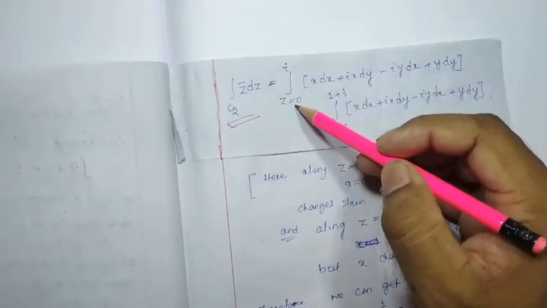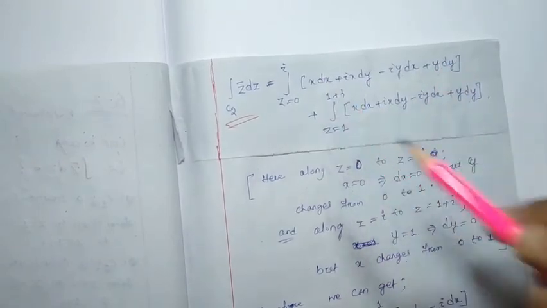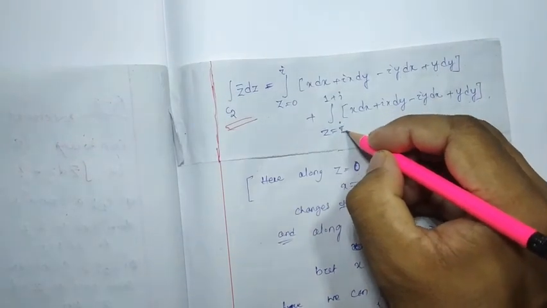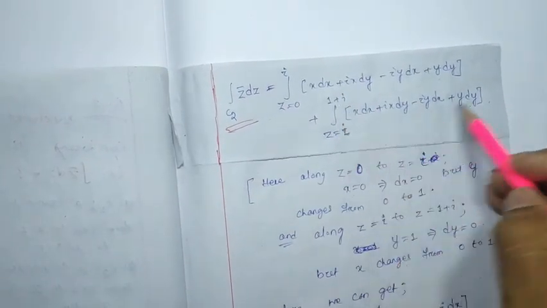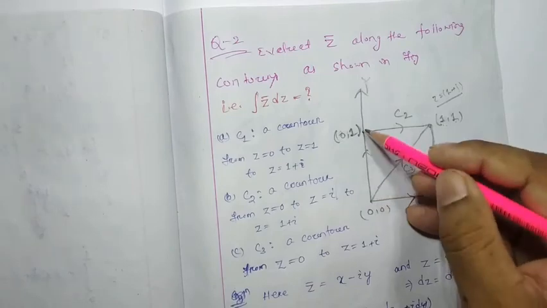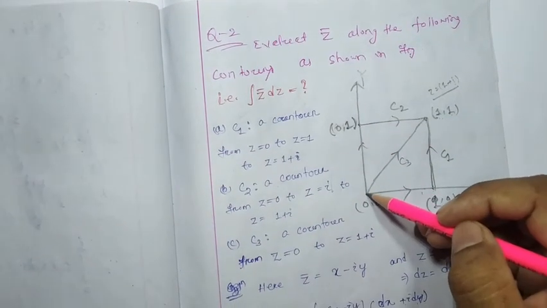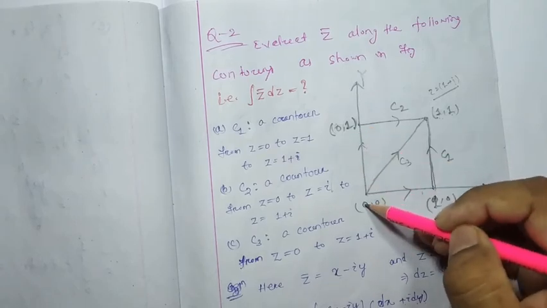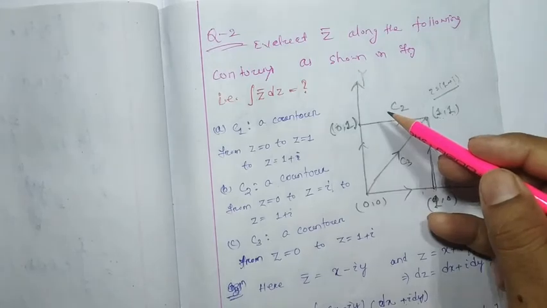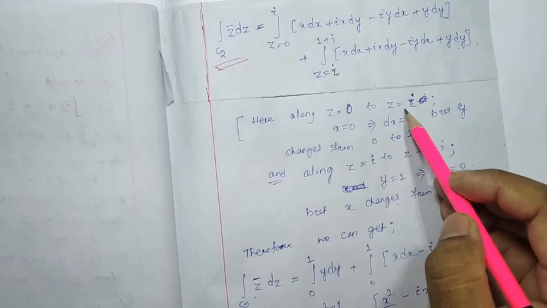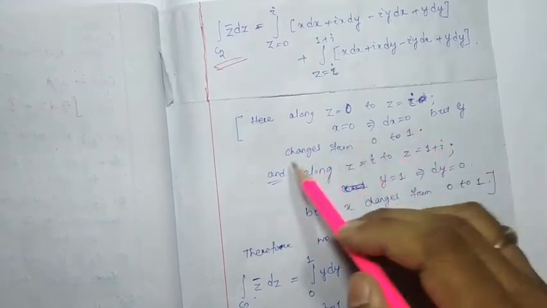Here I made a mistake: z equal to 0 to i, then z equal to i to 1 plus i. So along z equal to 0 to z equal to i, that means along this path, which one is constant, which one is 0, you just see. Here x is 0, x value does not change, so dx is obviously 0, and y changes from 0 to 1.